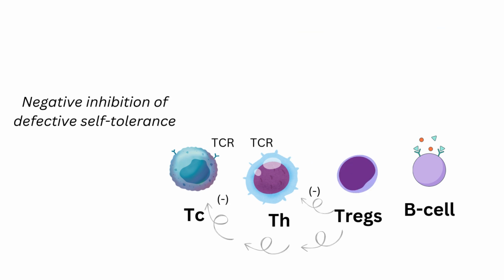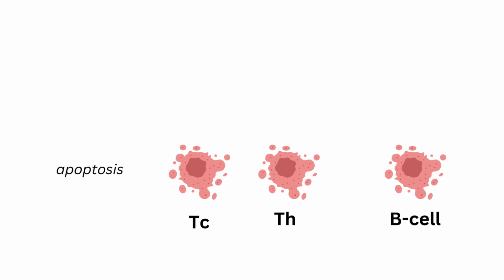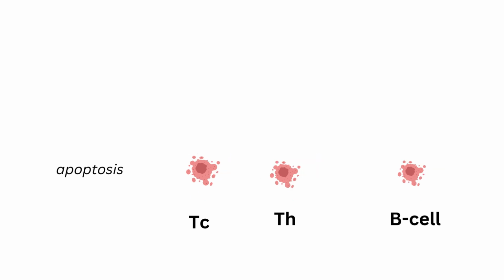Normally, TREGs modulate and inhibit cytotoxic and helper T cells that are detected to be overactive. This is immune negative inhibition. TREGs were formerly known as suppressor cells because they are known to be immunosuppressive. TREGs also regulate other immune cells by secreting interleukins. Most of the cytotoxic and helper Ts undergo cell death known as apoptosis.